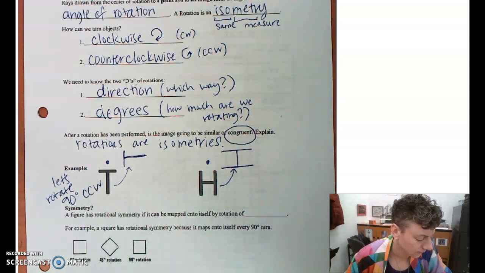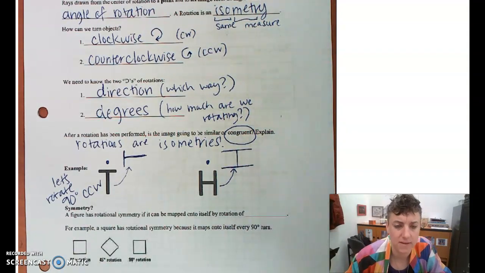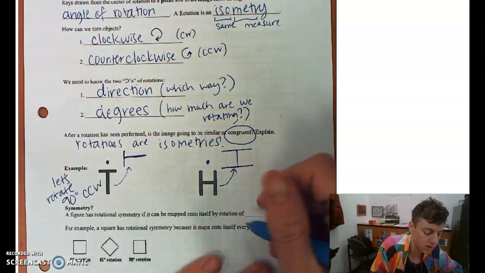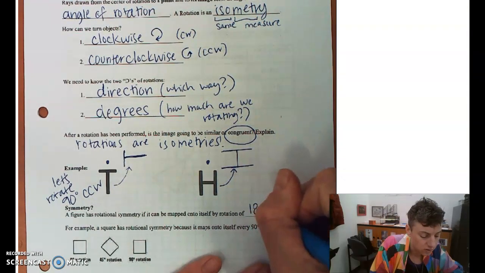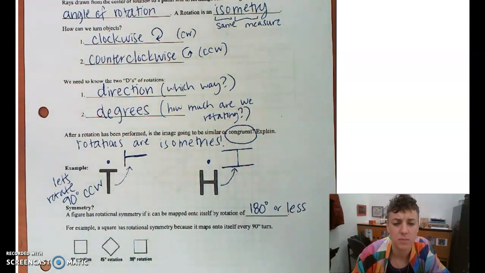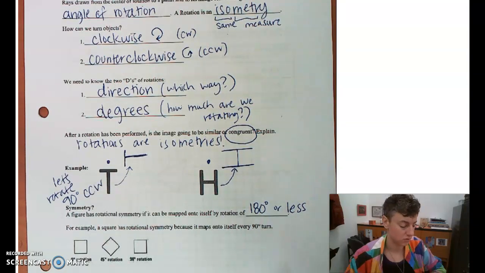Cool. All right, let's talk about symmetry. A figure has rotational symmetry if it can be mapped onto itself by a rotation of 180 degrees or less. So if you can spin it around and its new shape looks just like its OG shape in less than 180 degrees or 180 degrees, then it's got rotational symmetry.